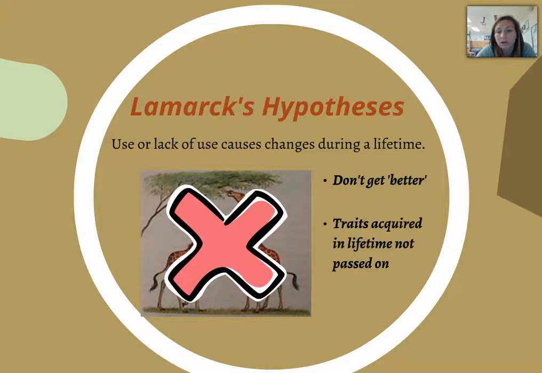Also, traits acquired in a lifetime cannot be passed on from one generation to the next. It's normally not something genetically inheritable. It could be acquired from environmental reasons. But Lamarck did propose the idea that there is a change in species over time, and he suggested that species are not fixed.